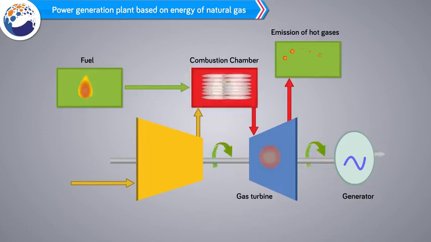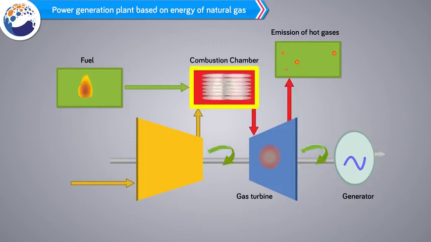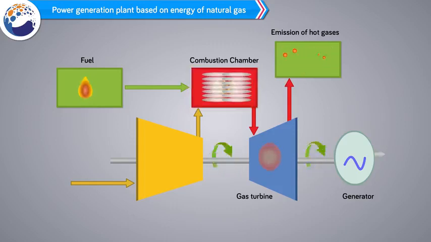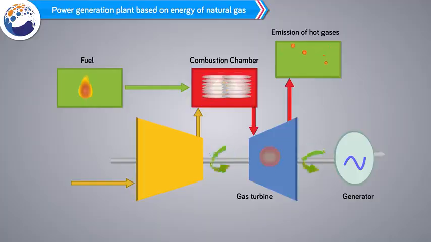Pressurized air is introduced into the combustion chamber using a compressor. In the combustion chamber, the natural gas burns in the presence of the air. The gas at very high temperature and pressure generated in this chamber runs the turbine. The turbine then drives the generator to produce electricity.